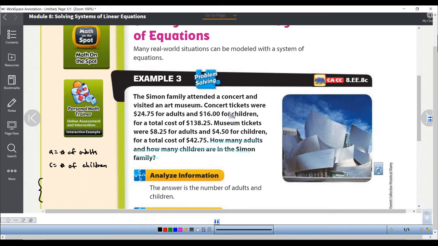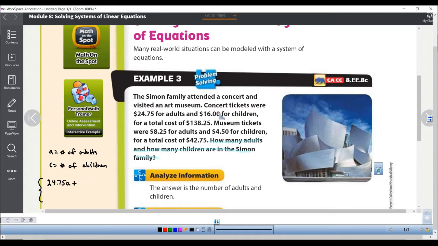All right, and so these types of problems are pretty nice, I have to say, because they kind of just lay it out for you. So concert tickets were $24.75 for adults. So for every adult that went to the concert, they paid $24.75, and that's for every adult. Now, if there was one adult, we'd go 24.75 times one. If there were two, 24.75 times two. We don't know how many adults, so I'm putting A, the number of adults, 24.75.